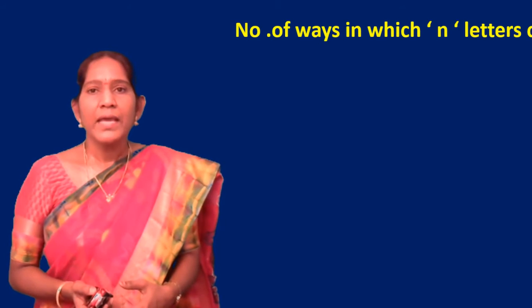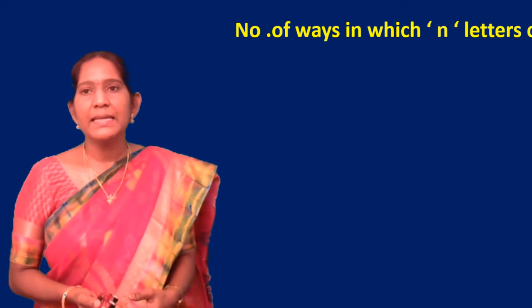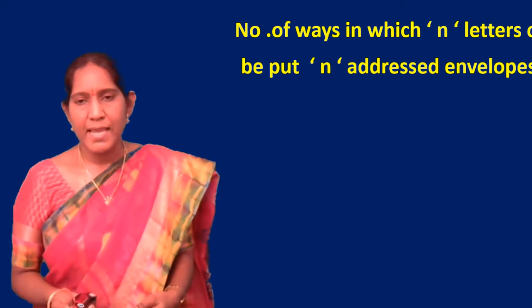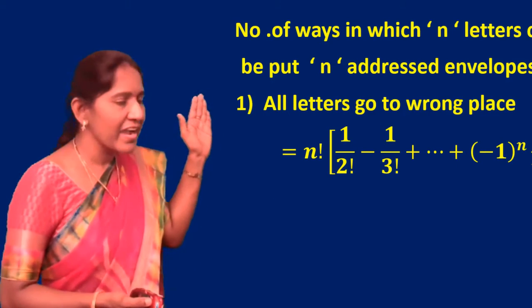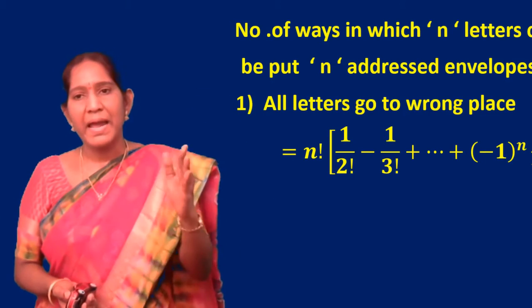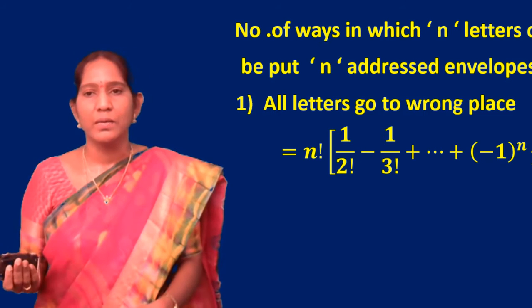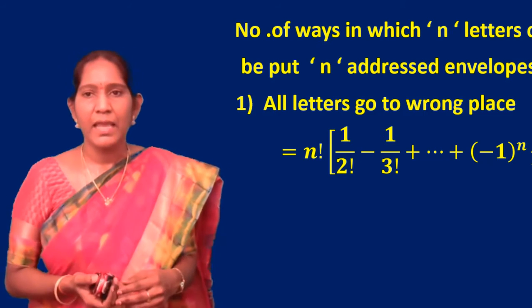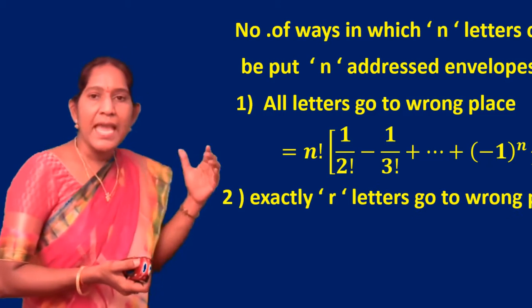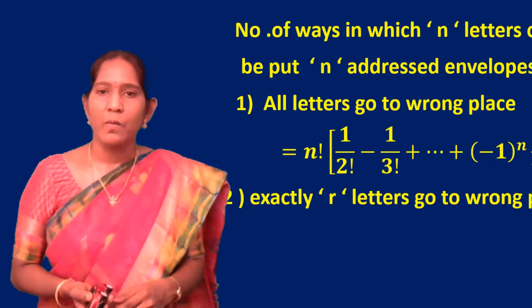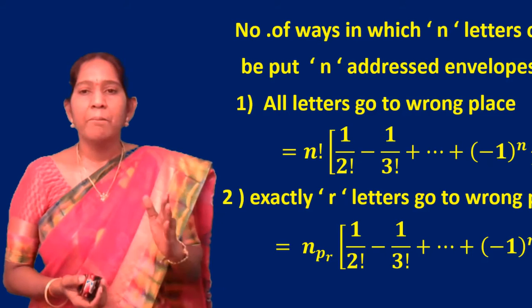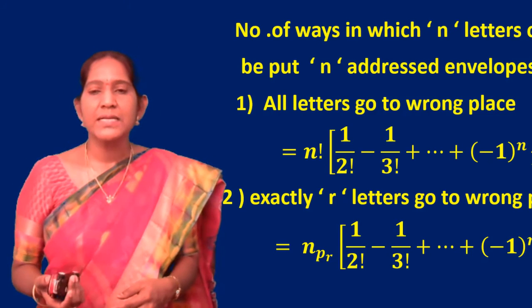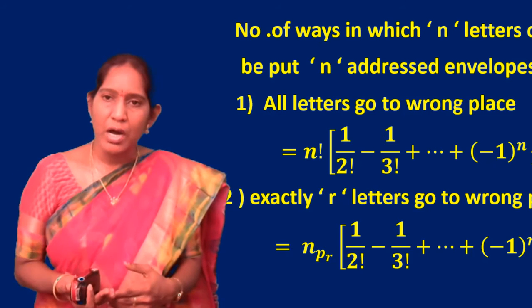See one more formula. The number of ways in which n letters can be put in addressed envelopes, with all letters going to the wrong place, is n factorial into 1 by 2 factorial minus 1 by 3 factorial plus and so on, plus or minus 1 to the power n by n factorial. And the second one is exactly r letters going to the wrong place. That is nPr into 1 by 2 factorial minus 1 by 3 factorial plus and so on, plus or minus 1 to the power r into 1 by r factorial.